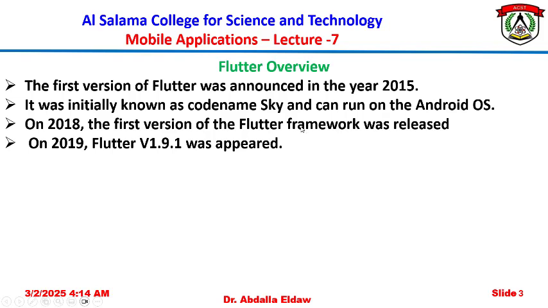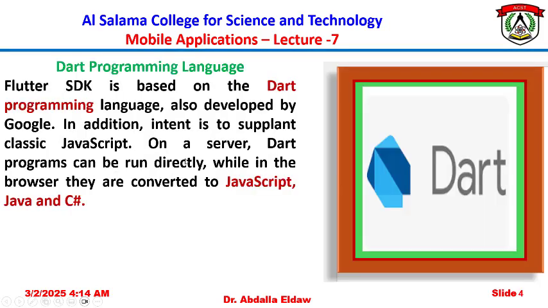That means Flutter is not a computer programming language. It is a framework like Xamarin, as we explained in the last lecture, lecture 6, when we said that Xamarin is a framework, and you can construct your application by using the C# programming language or another programming language like Java JDK. In 2019, Flutter version 1.9.0 appeared.